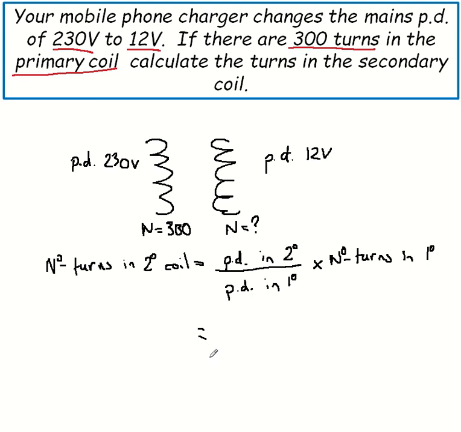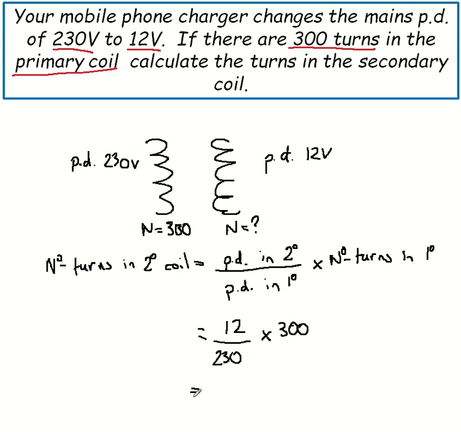Then what we're going to do is substitute in those values. So potential difference in the secondary is over here. So we've got 12. We divide that by the potential difference in the primary, 230. So 230 there. And then we're going to multiply it by the number of turns in the primary, which was the 300.